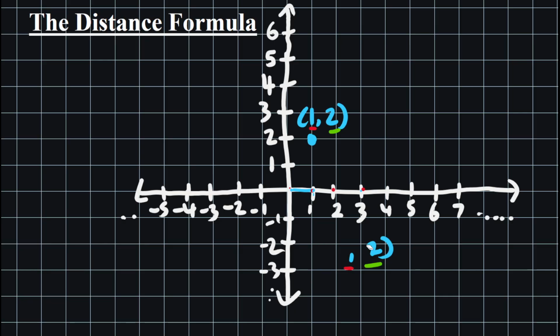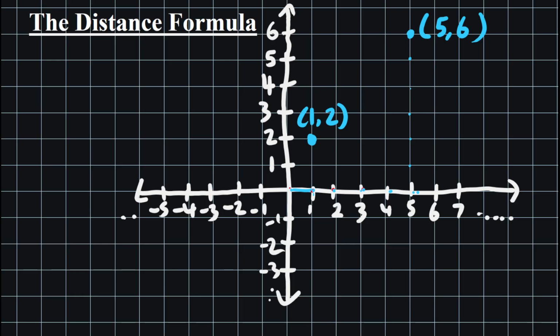But let's say we had a different scenario. Let's say we had another point at 5, 6. So 5, so we go 1, 2, 3, 4, 5. And then we go up 6. 1, 2, 3, 4, 5, 6 up here. So this is 5, 6. 5 is the x-coordinate and 6 is the y-coordinate.